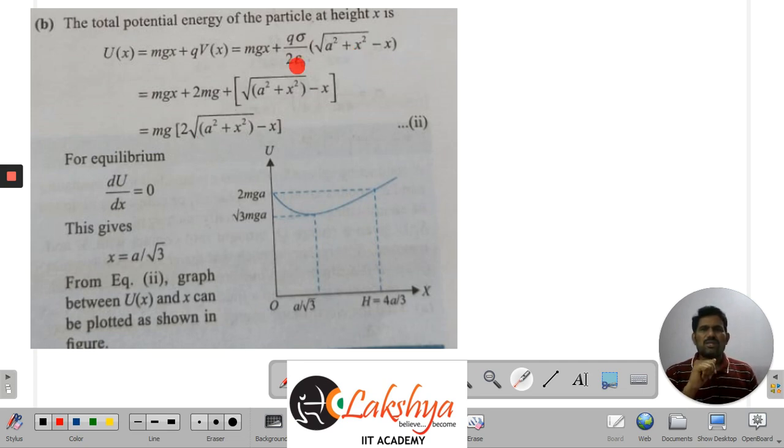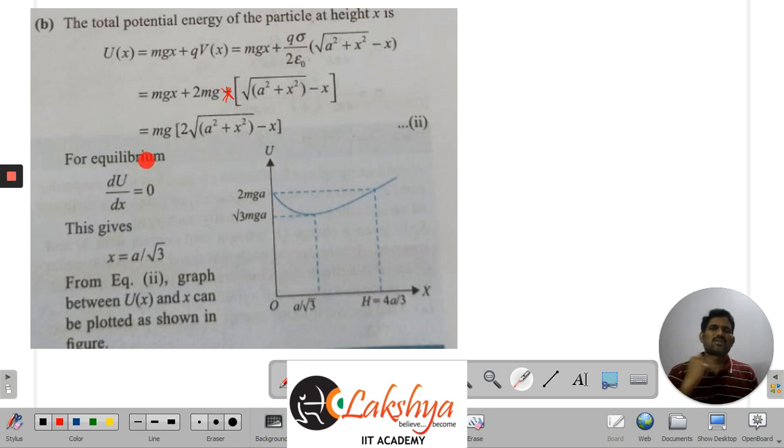Then we replace this sigma by 2 epsilon naught with 2 mg. So this is actually not plus, it is into. So 2 mg into the under root of this value you will get. On simplifying this equation, you will get this expression. I am taking mg common so that you get an expression like this. And now we need to identify this variation, which is the variation of this potential with x.